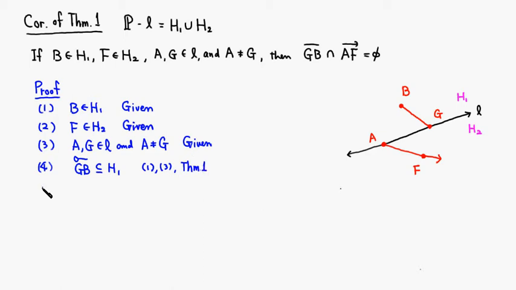On line number 5, by theorem 1 again, we know that the open ray AF is going to be entirely inside H2. I'm using the fact that F is in H2, so line number 2 and line number 3, with theorem 1. Since it's a corollary of theorem 1, we should use theorem 1.